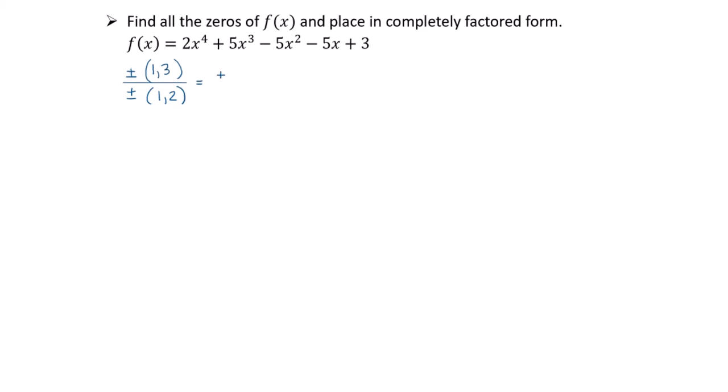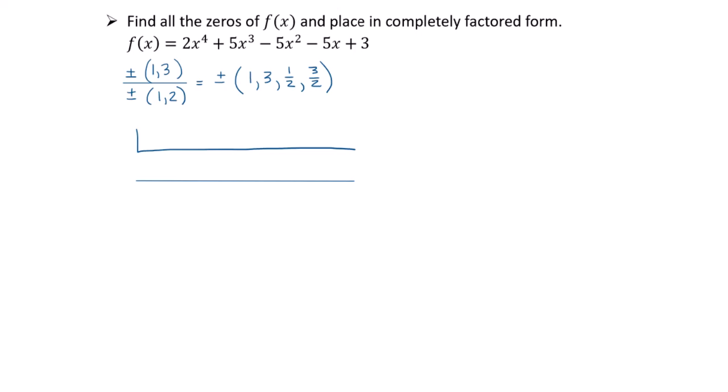Let's go ahead and settle this out to some simplified terms. 1 divided by 1 is 1. 3 divided by 1 is 3. 1 divided by 2 is 1/2. And 3 divided by 2 is 3/2. So we have the positive and negative of all of these numbers that could be rational zeros of the polynomial. If we have rational zeros, it's going to be one of these, and 8 possibilities. Let's go ahead and start testing to see which ones are zeros.